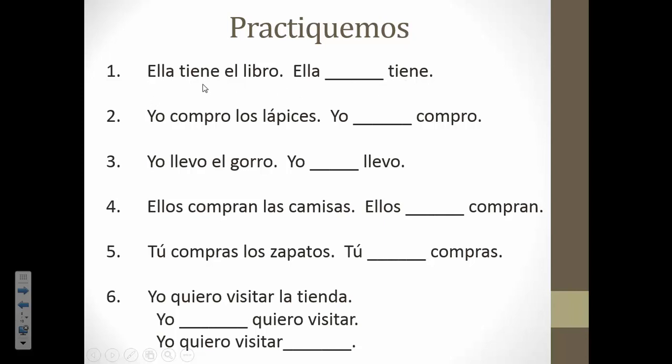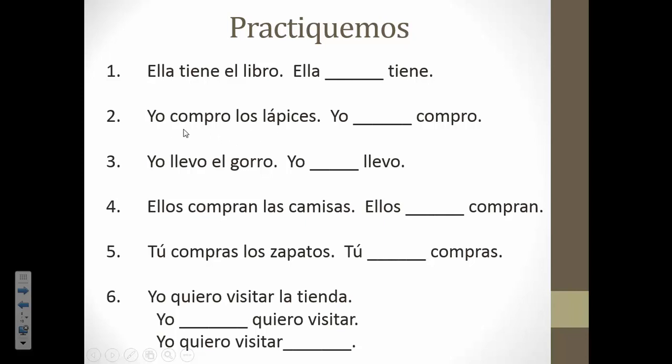Okay, so we have to identify our direct object. Well, if we say what does she have, the answer is the book. So we want to take the word, the book, and we want to replace it with a pronoun. Because we want to say she has it, we can either use lo or la, but because libro is masculine, we have to go with lo. So the answer here is ella lo tiene.